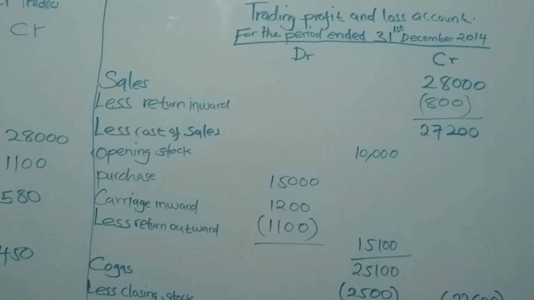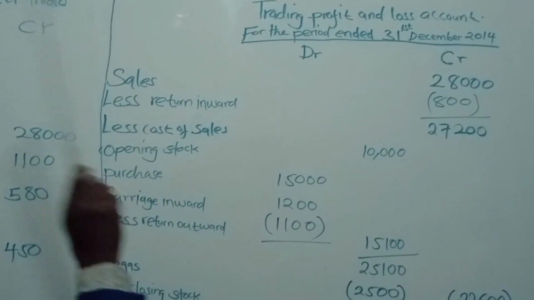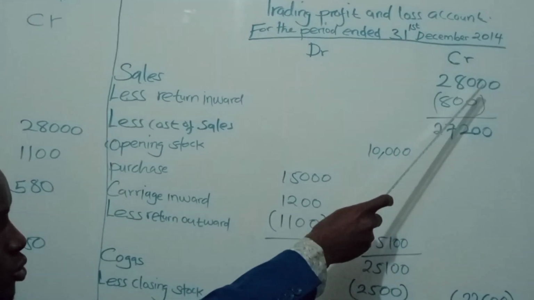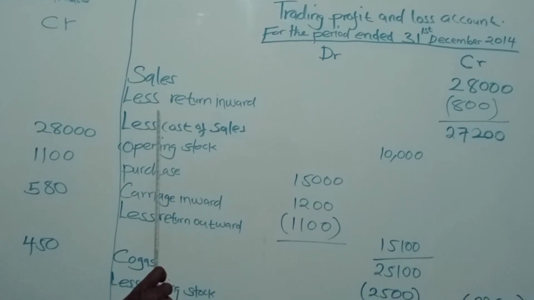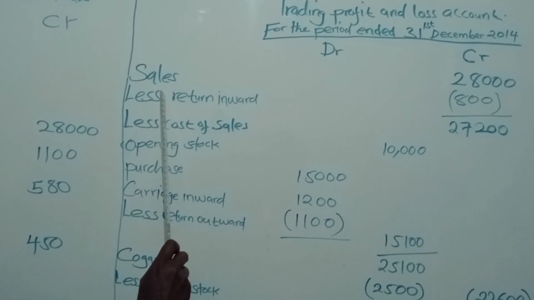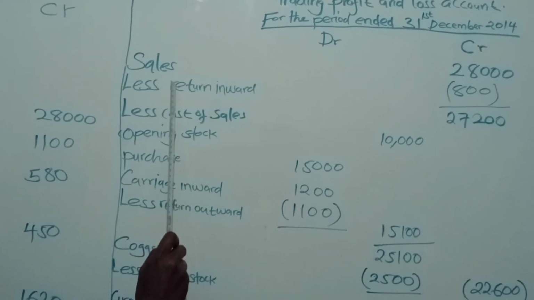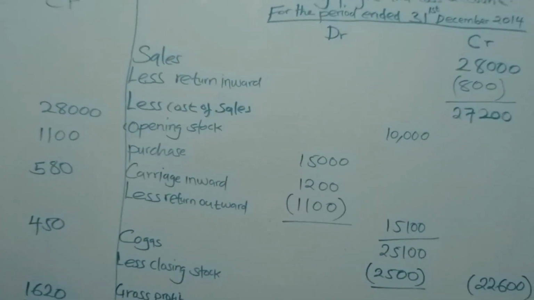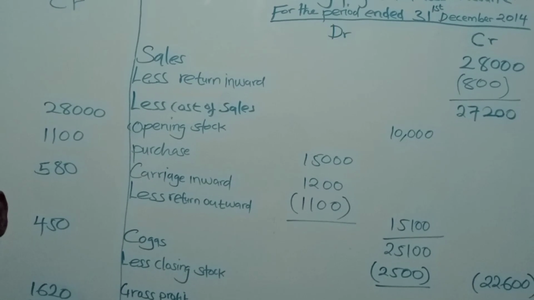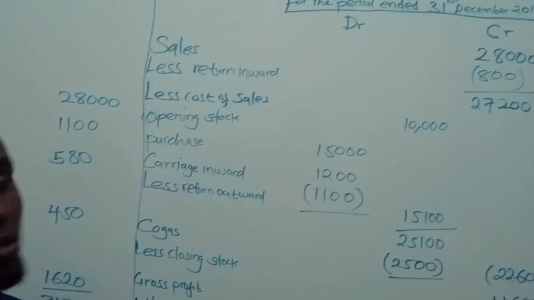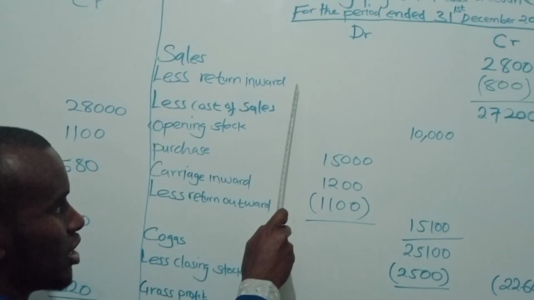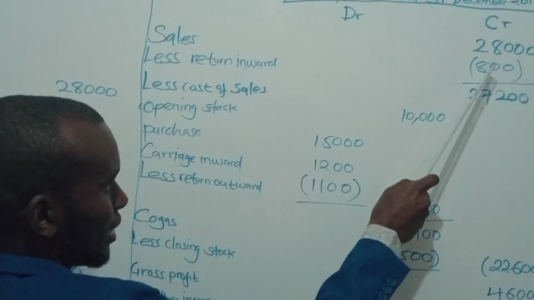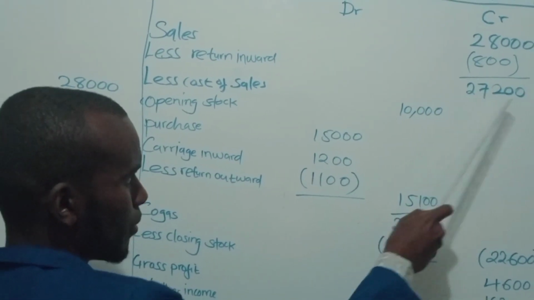The first thing, we begin with the sales. The sales normally has a credit side, so on the credit side, sales is 28,000. We less return inward, all the sales returns. Whatever they have returned after you make a sale, you need to subtract. The return in this question was 800. So we take 28,000, subtract 800, and you get 27,200.